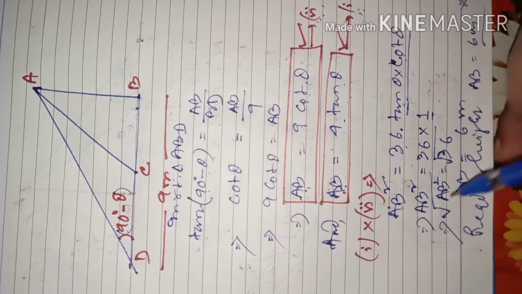1 into 36 is 36. So the square root of 36 equals the square root of AB square, which is AB. AB is equal to 6 meters. This is our final answer.